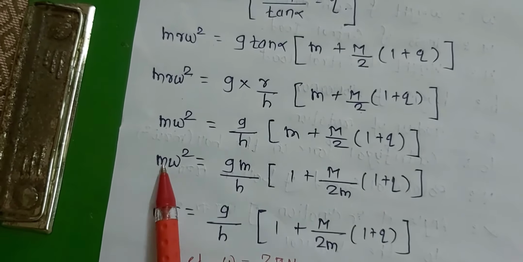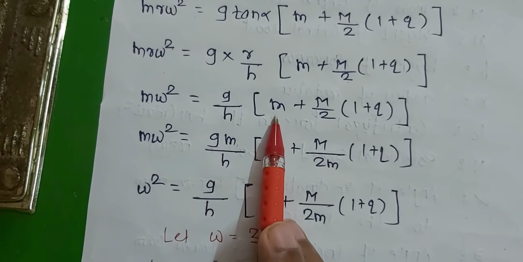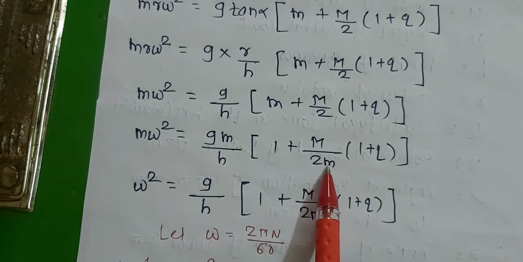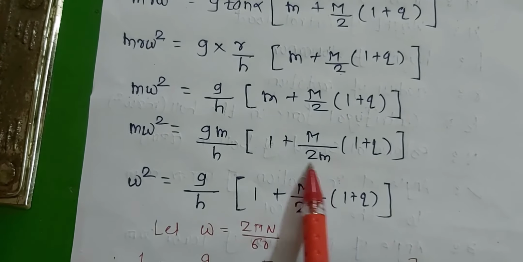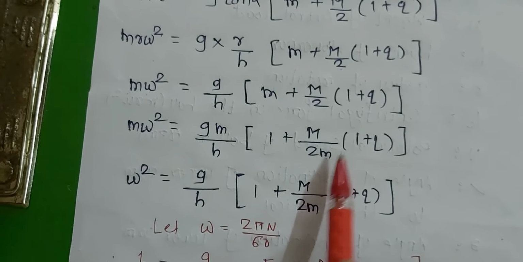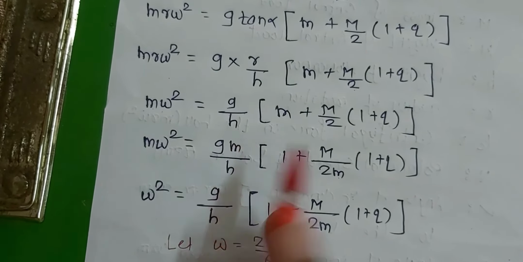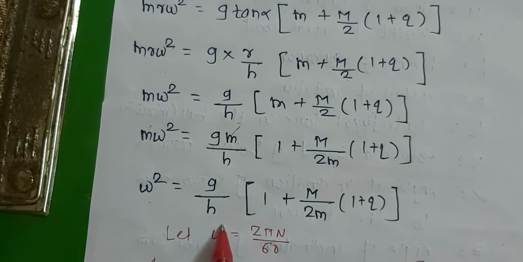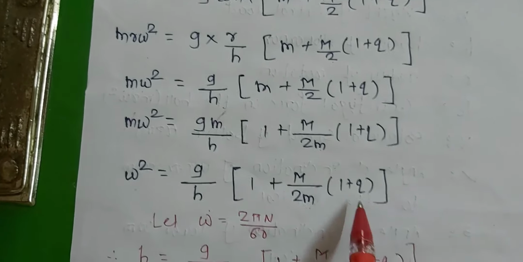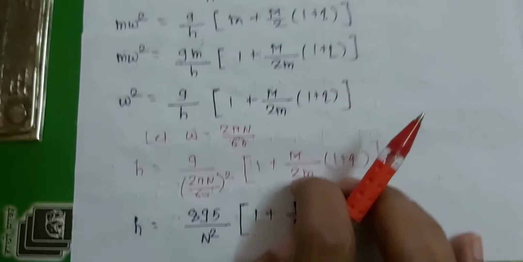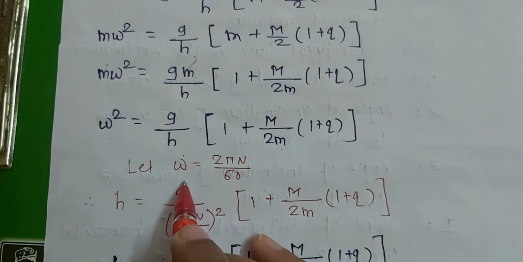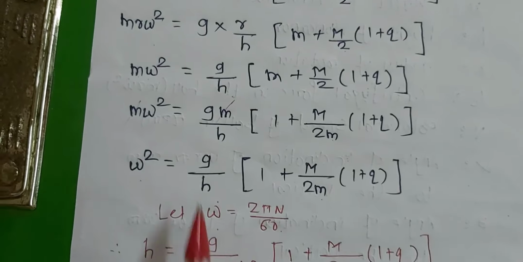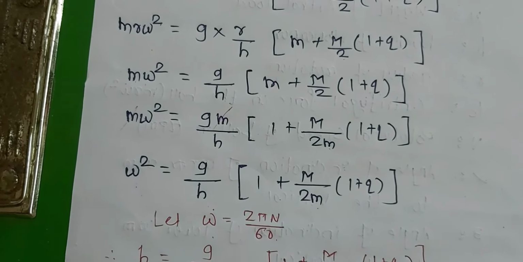g, m omega square. Now I am taking m common. If I am taking m common, what will remain inside? M plus m divided by 2m, because I am taking m as common, so that's why small m is coming, 1 plus q. So this m and m both cancel out. What is remaining here? Omega square is equal to g by h inside bracket 1 plus m by 2m, 1 plus q. Now most important thing, what is omega? Angular speed in radians per second, that is nothing but 2 pi n by 60. Now put here h is equal to g by omega square.